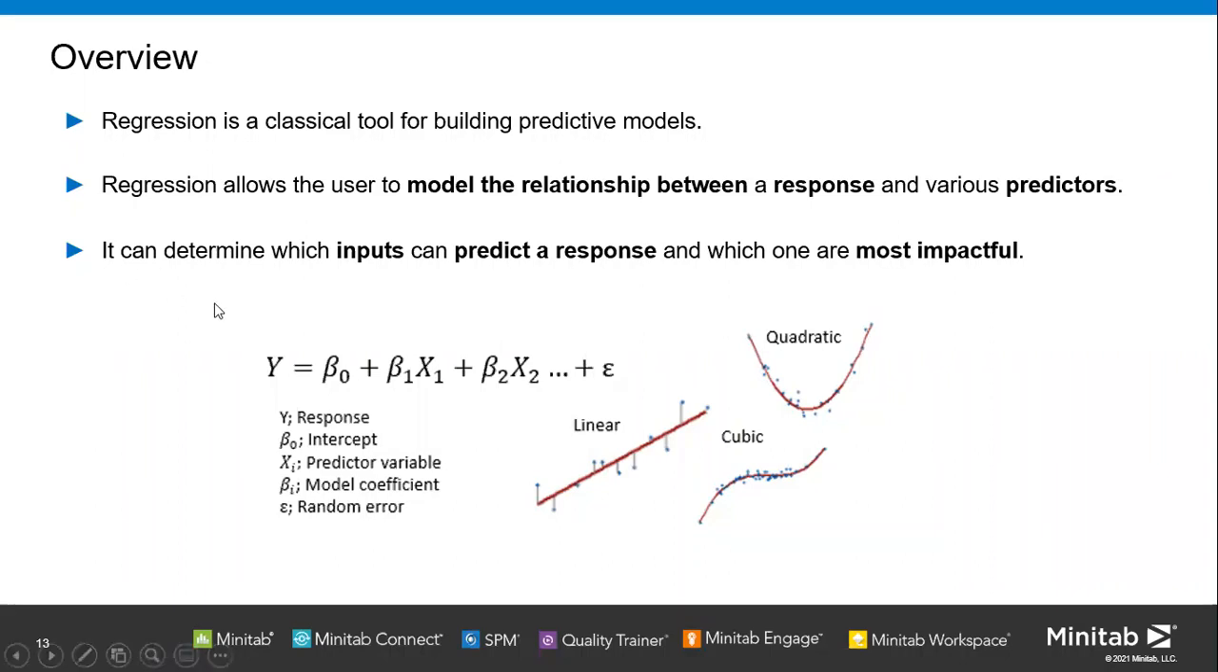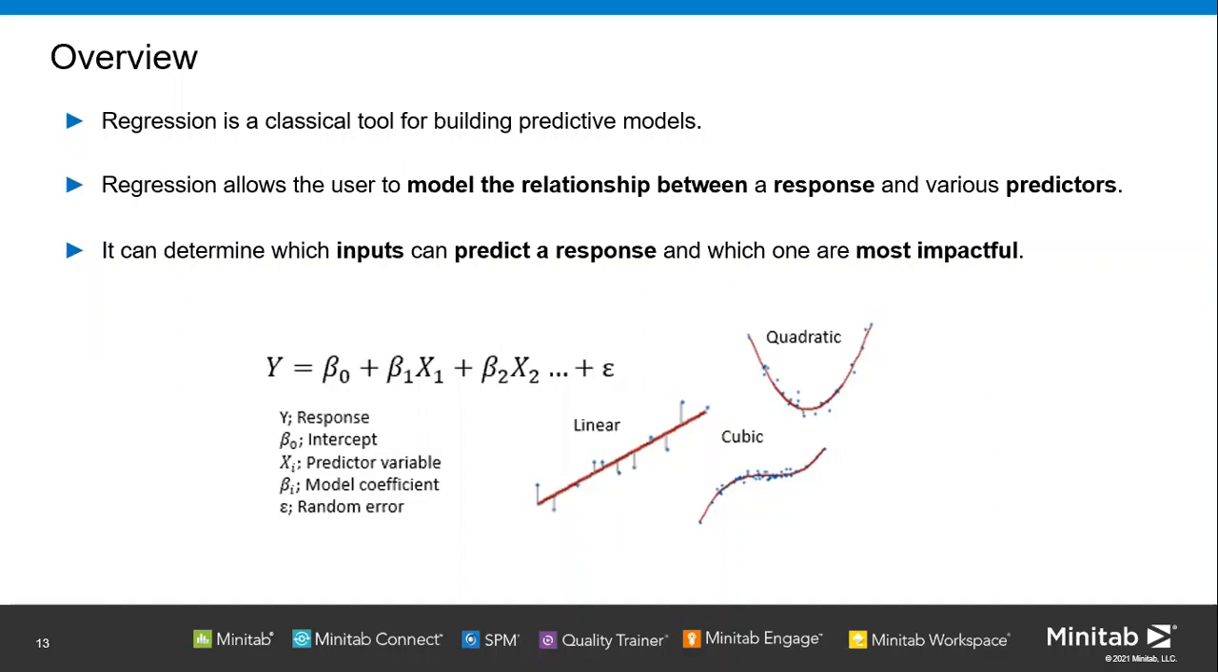So from regression itself, you are able to determine which inputs, the input here being your predictor, and then you can do the prediction of the response, which is one of the most impactful. So your aim is to do prediction, like how to predict the yield of your process, for this month how many units you need to produce. So you can use regression.